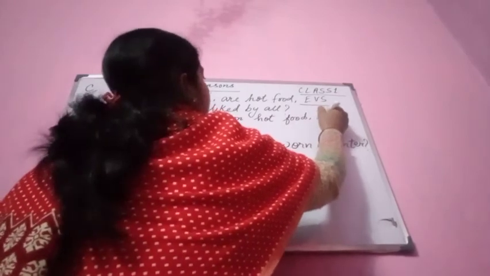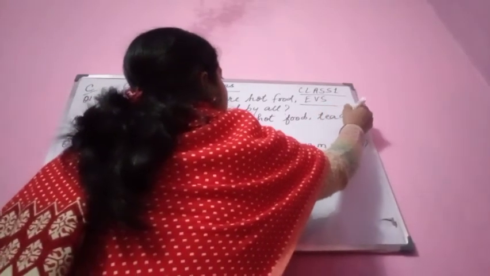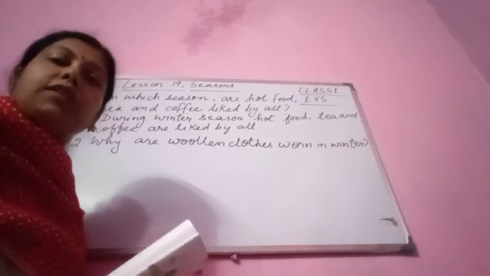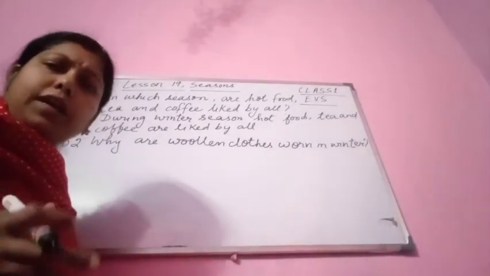Hot food, tea and coffee are liked by all. Please see the question once again. In which season are hot food, tea and coffee liked by all? During winter season, hot food, tea and coffee are liked by all. Because in winter it's too cold, isn't it? And we like to take hot drinks, we like to eat hot food.